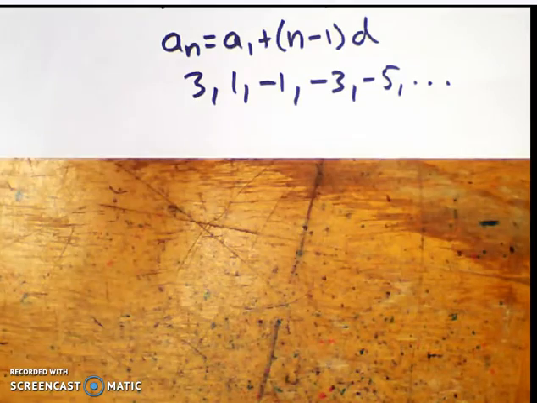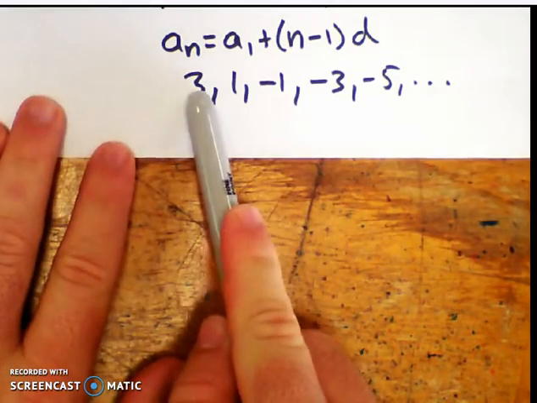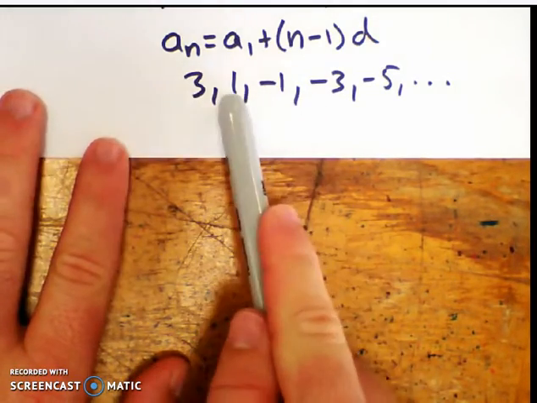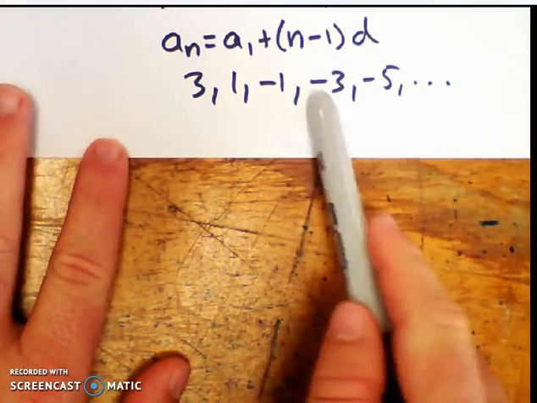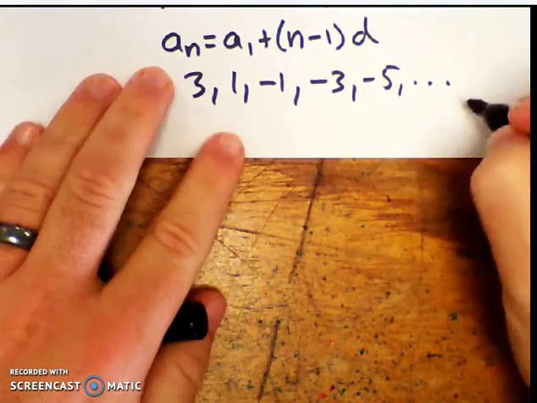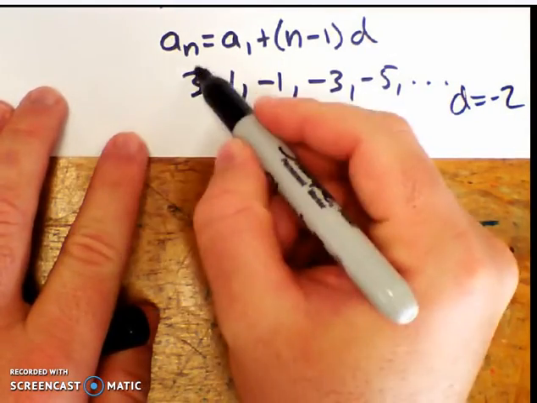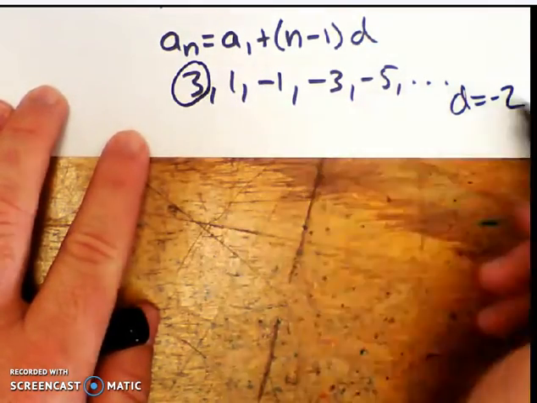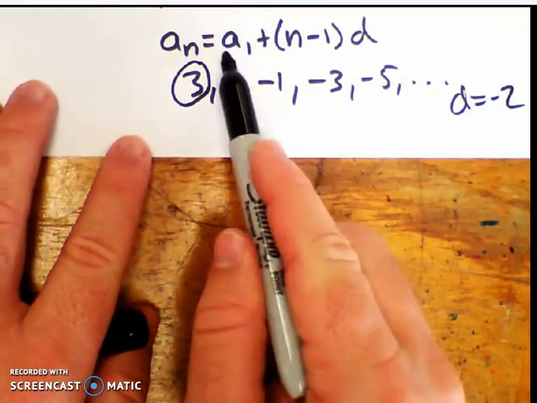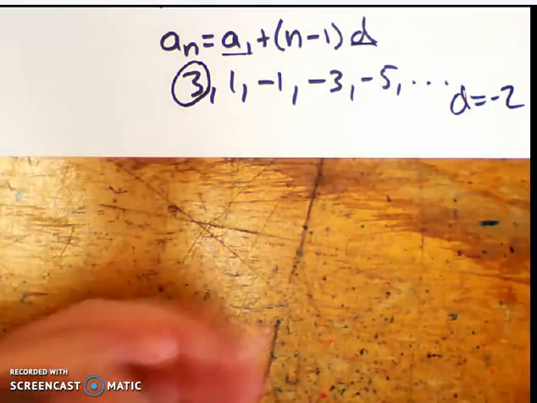So to check that it's arithmetic, you do 1 minus 3, which is negative 2. Negative 1 minus 1, which is negative 2, so on and so forth. These are all negative 2 when you subtract. So that is your difference. Your a sub 1 is 3. Those are the only 2 things you need to know to write this rule. Plug those 2 things into here and to there, and then produce your answer.